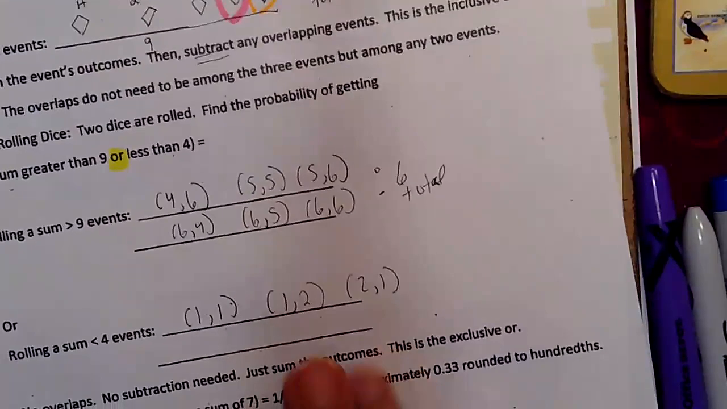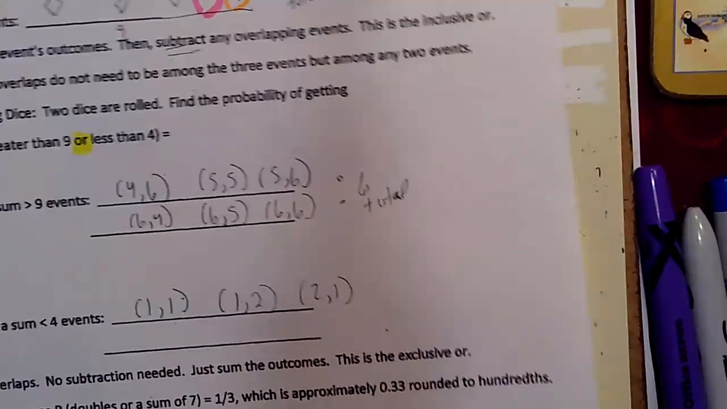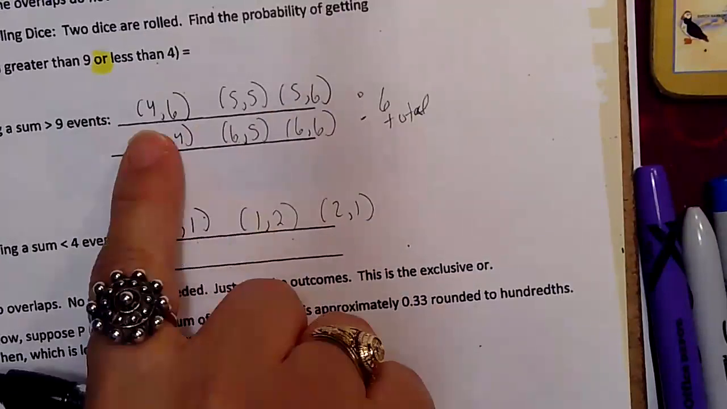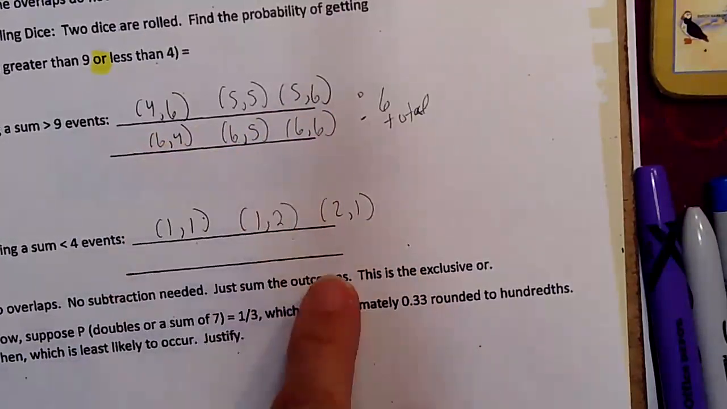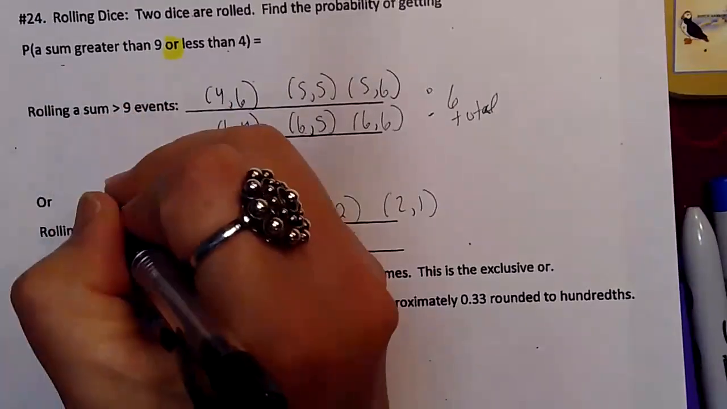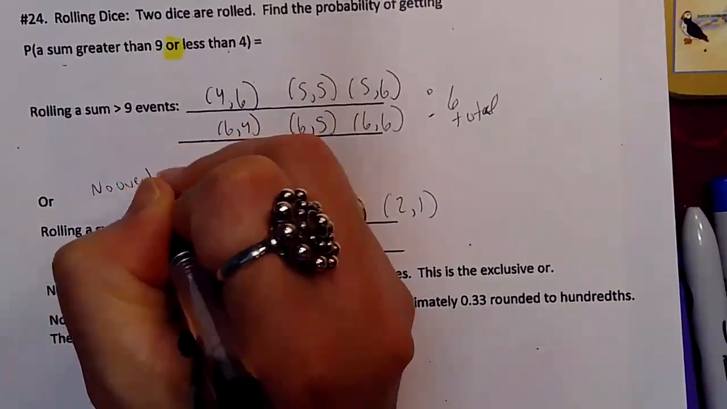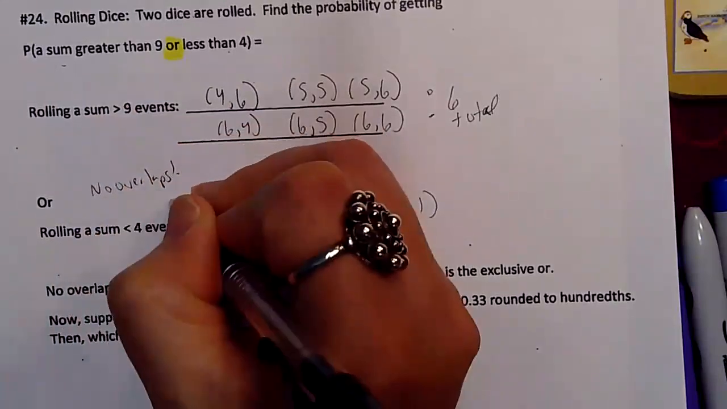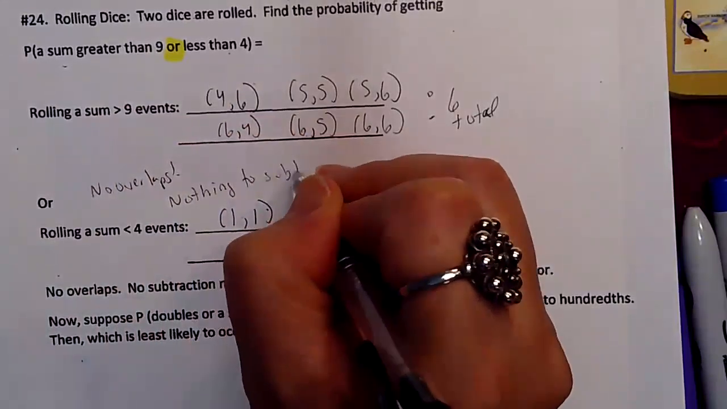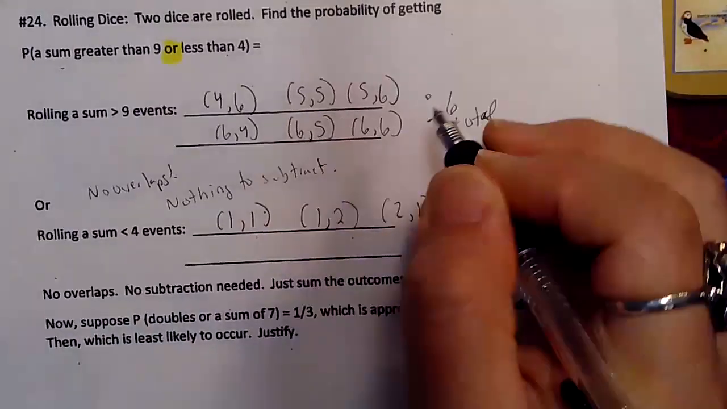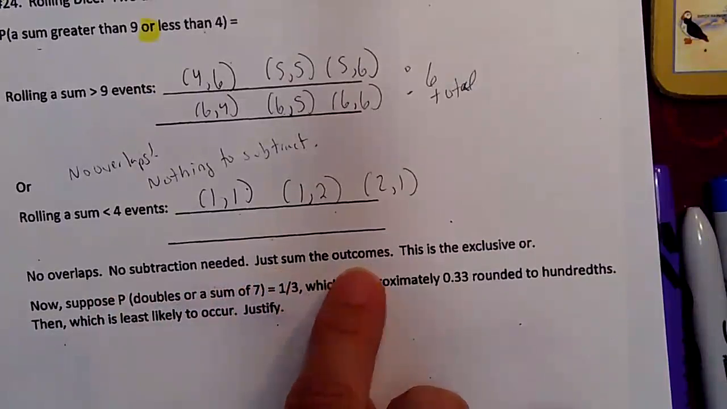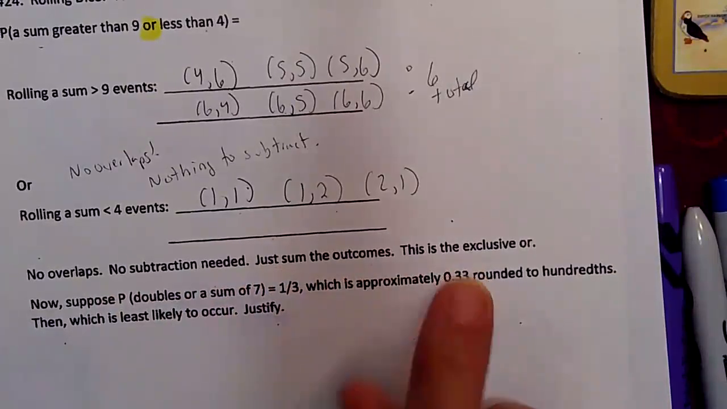Okay, and then do you see any overlaps? Let's see. 1, 1, I don't see 1, 1 up here. How about 1, 2? I don't see 1, 2 here. How about 2, 1? Nope. So this one has no overlaps, so there's nothing to subtract. Okay. No overlaps, no subtraction needed. Just sum the outcomes. This is called the exclusive or.